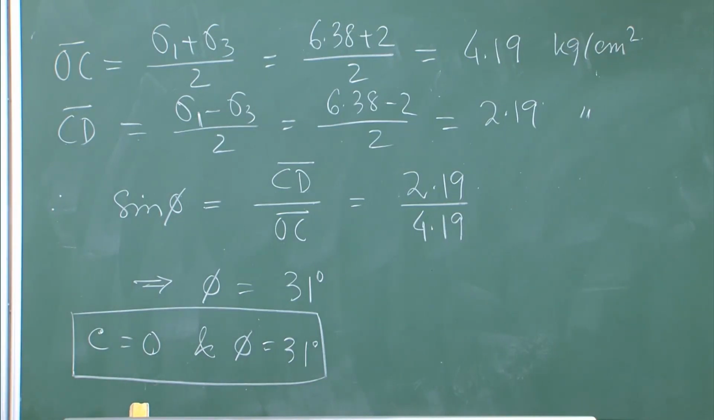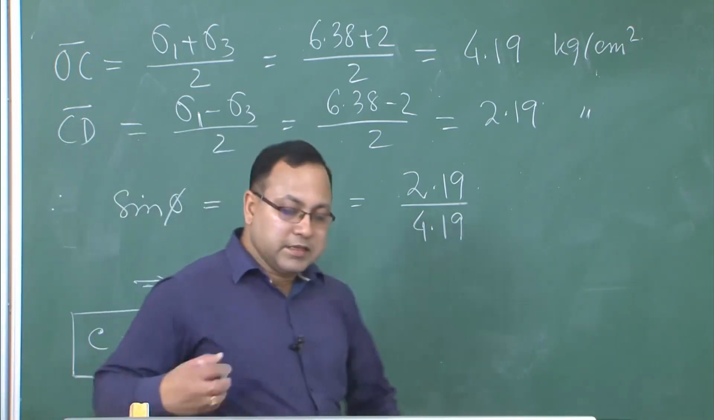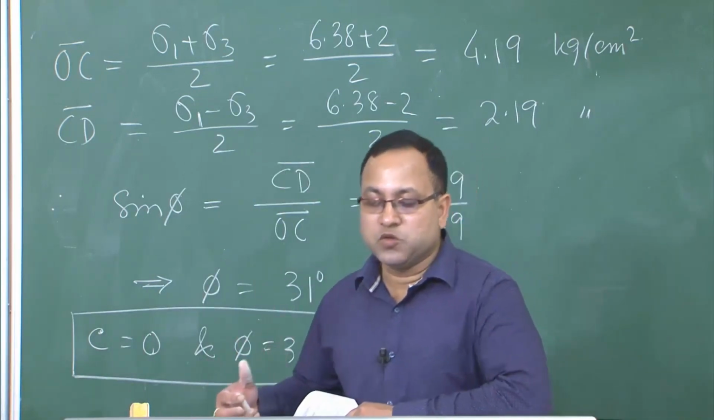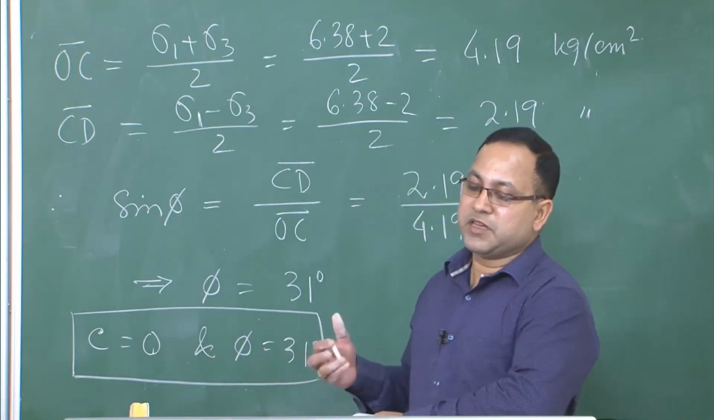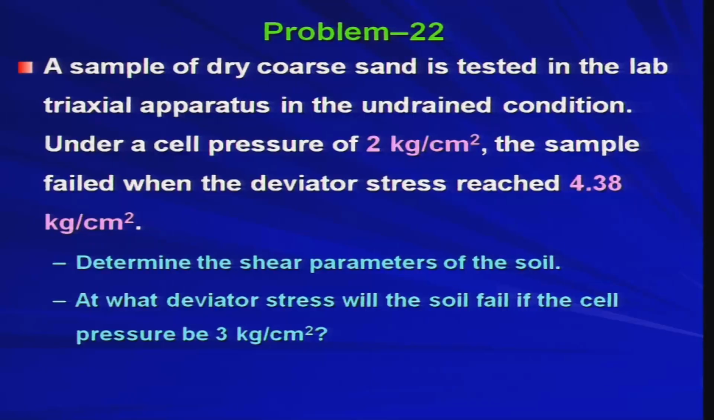Okay. So, now we have seen how I can find out the shear strength parameters for this arrangement, when your cell pressure is 2 kg per centimeter square and the deviatoric stress at failure is 4.38 kg per centimeter square. Now, we will go to the second part. In the second part, it is asked at what deviatoric stress will the soil fail if the cell pressure is 3 kg per centimeter square.